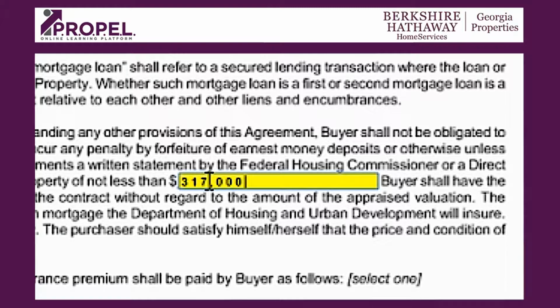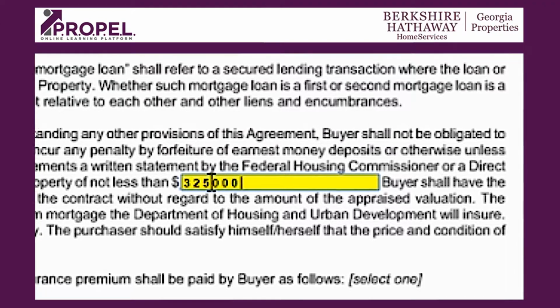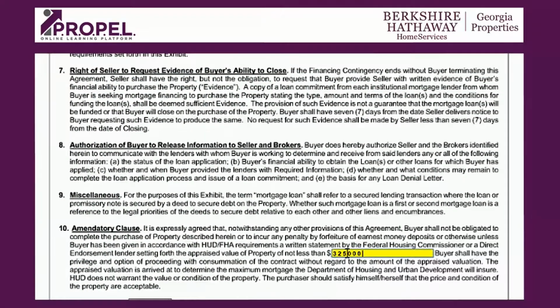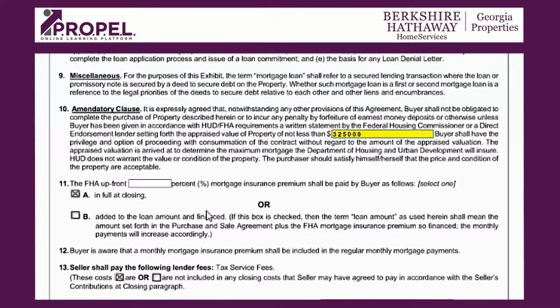So if in your initial offer you go at $317,000, but it drives it up to $325,000, then you have to come back and do this at $325,000 and make sure that that is changed. So if you're doing the FHA, you want to make sure that that number is changed per the FHA amendatory clause. Then you're going to come down, you're going to do the FHA upfront percentage. I think it's 1.75, but check with your lender. And generally it's paid in full at closing. It can be added to a loan amount, and that is something that you would ask your buyer's lender about.